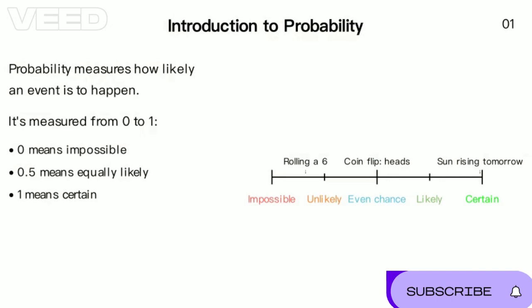For example, the sun rising tomorrow has a probability close to 1. Getting heads on a coin flip is 0.5. And rolling a 6 on a die is about 1/6 or 0.16.